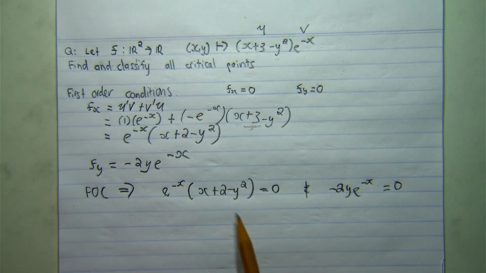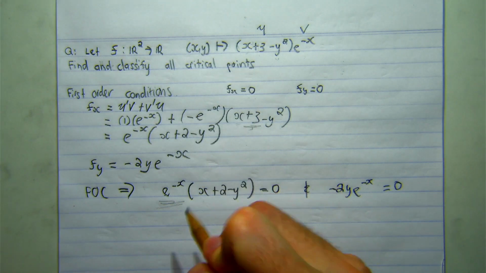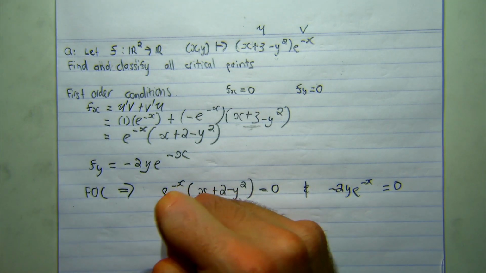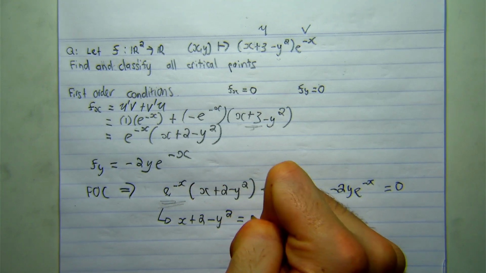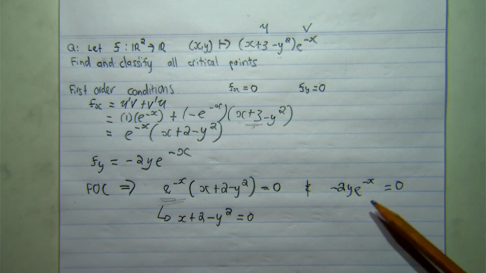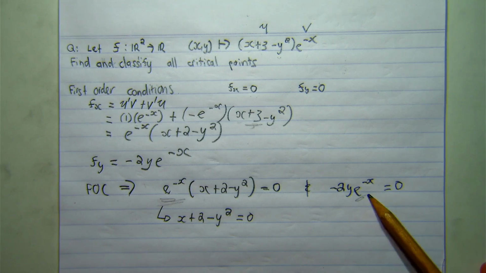Okay, let's look at this one. Well, e to the minus x can never be 0 as a function. That's just the way the exponential function works. And so clearly x plus 2 minus y squared must be equal to 0. So x plus 2 minus y squared is equal to 0. And for similar reasons, this is never 0, which means that y must be 0.